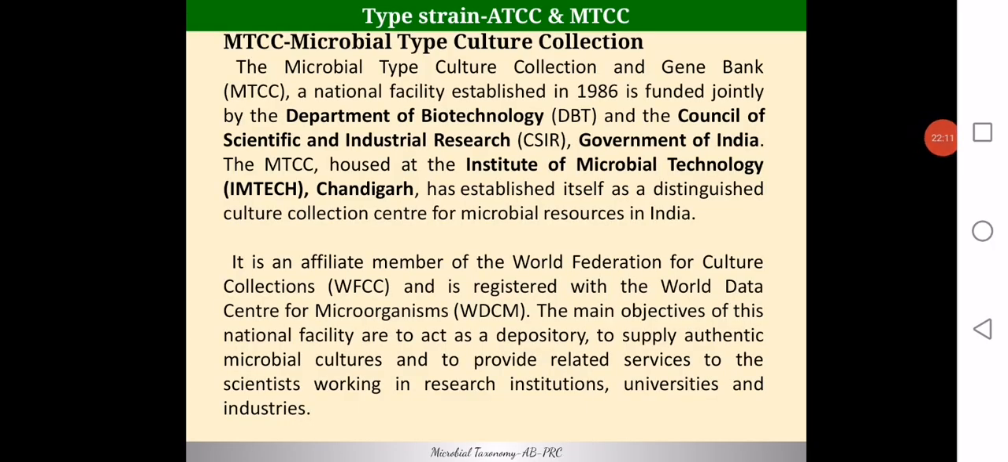So let's wind up this introductory part of taxonomy. In the next segment, we will see different classification systems. Thank you, and I hope you understood.